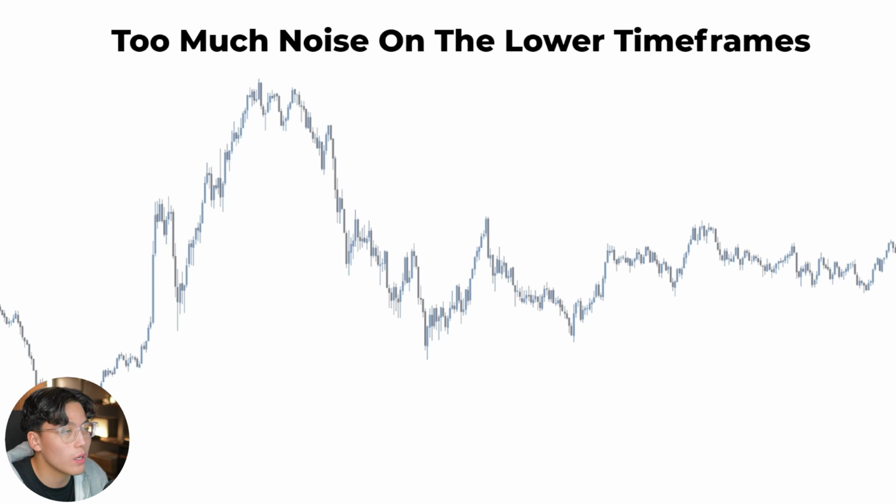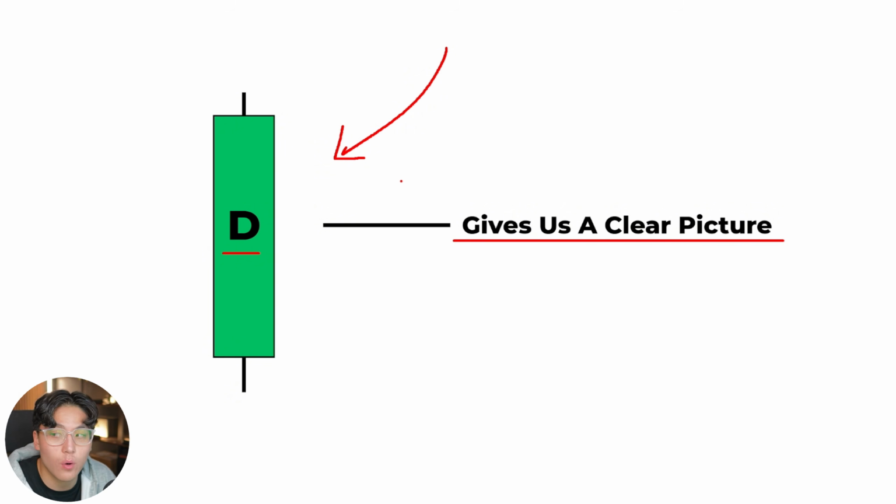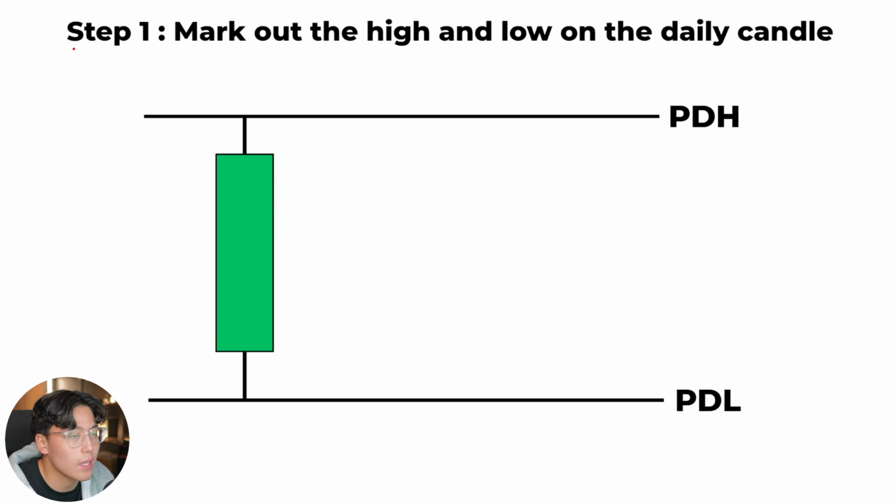So what do we want to do? We want to focus in on the daily candle. The daily candle is very important, as I mentioned, because it gives us a clear picture specifically on the higher time frames. And we have to focus on one single candle. When we only have to focus on one single candle, it's going to be a lot easier than focusing on multiple candles on the lower time frames. So now let's go on to the 3-step process on exactly how to execute this strategy.